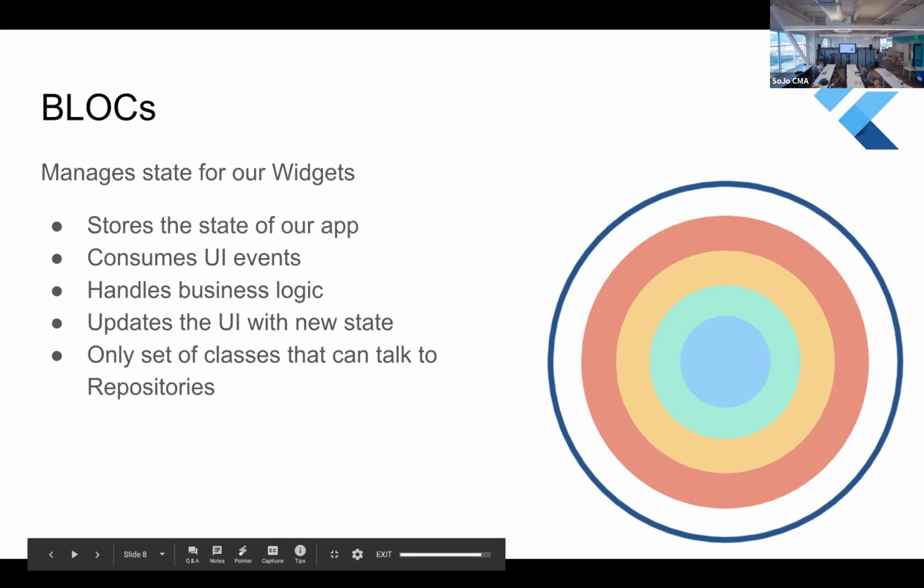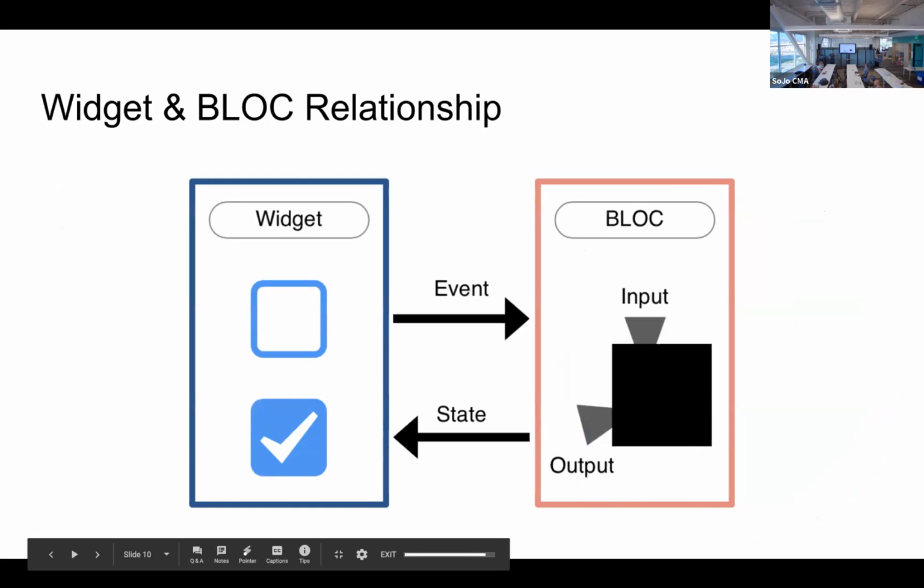So blocks allow us to pull that out and separate our state and what our app should look like. A state might be a checkbox. Is it checked or not? That's just a piece of state, right? We usually track that through a Boolean. So that Boolean, we pull that out of our UI, we put it in the block. And when our checkbox is checked and unchecked, all the widget is doing is sending an event to our block to say, hey, I was checked.